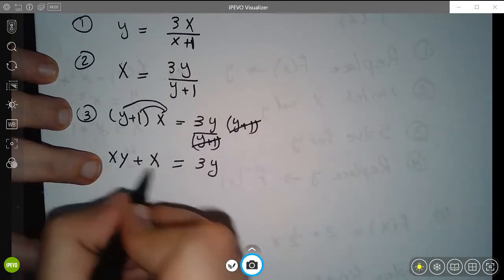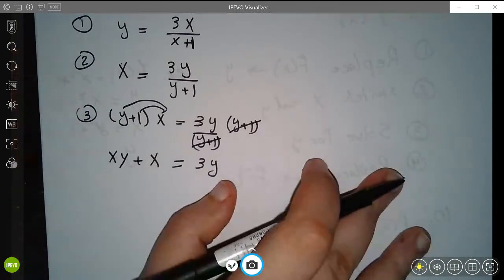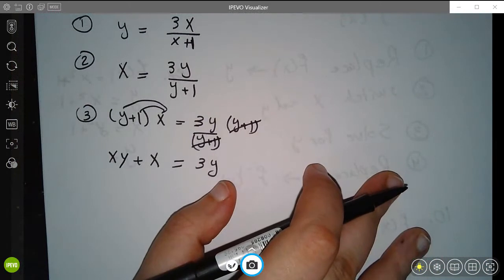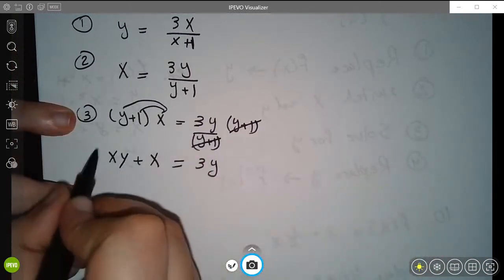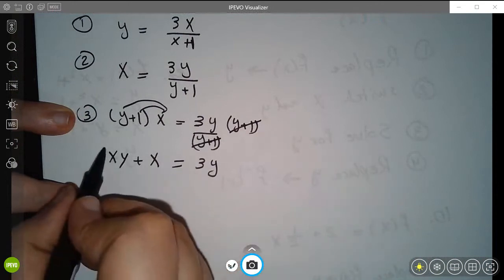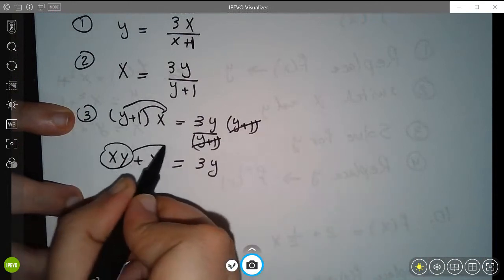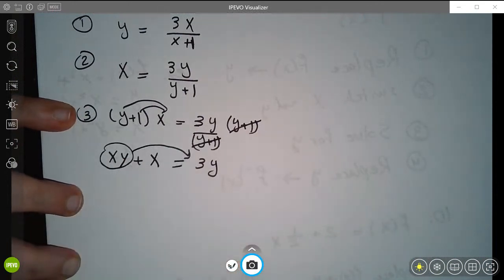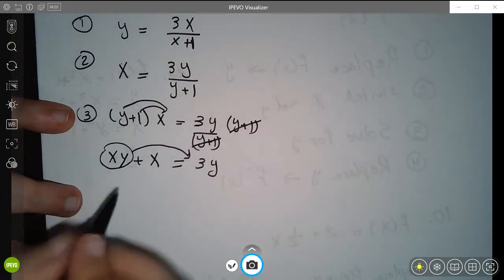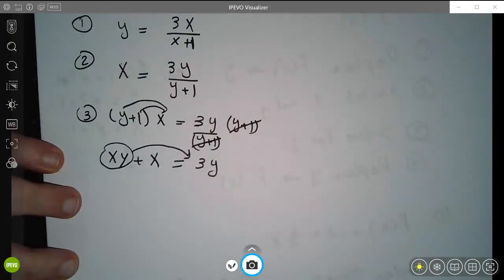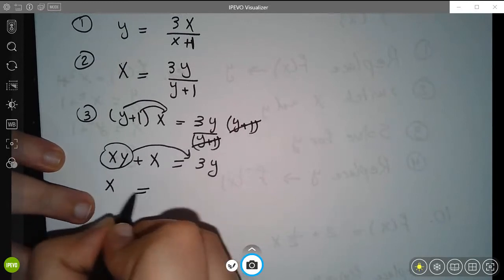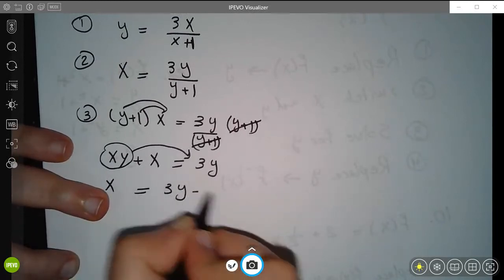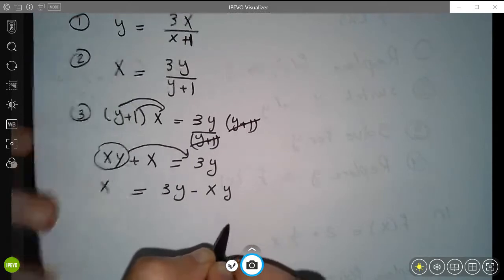Now we have xy plus x equals 3y. The next step you need to do is move this term right here to that side. I'm not dividing or multiplying, simply moving. So xy becomes negative xy. On this side we still have x, and over here we have 3y minus xy.